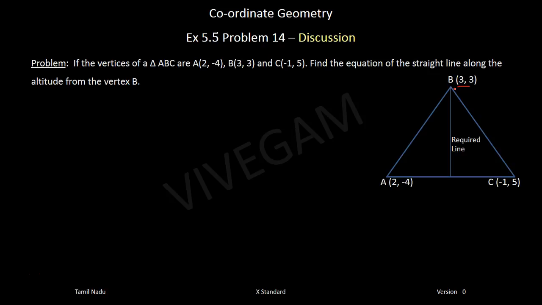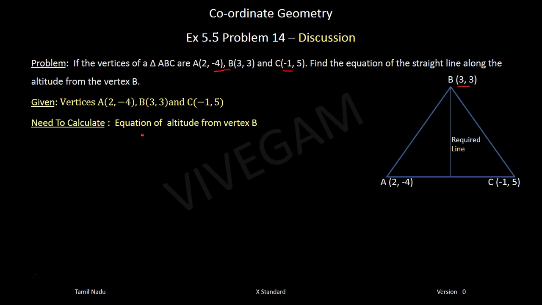Okay, now let's list out what is given. Three points are given, the vertices A, B, C of the triangle ABC. Now we are asked to find the equation of the altitude from vertex B. What's the formula? Slope point form, y minus y1 equal to m into x minus x1. You also need one more formula, the slope of the line joining two points, m equal to y2 minus y1 divided by x2 minus x1.